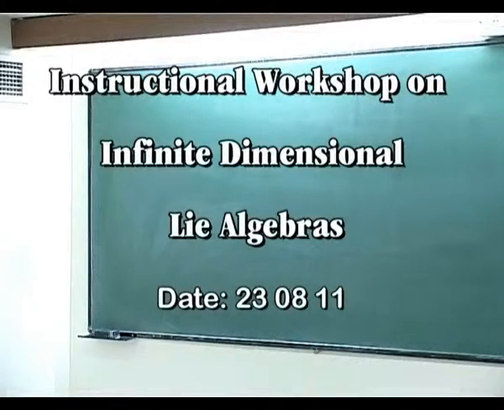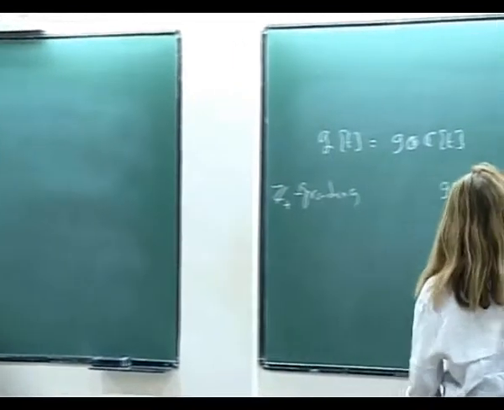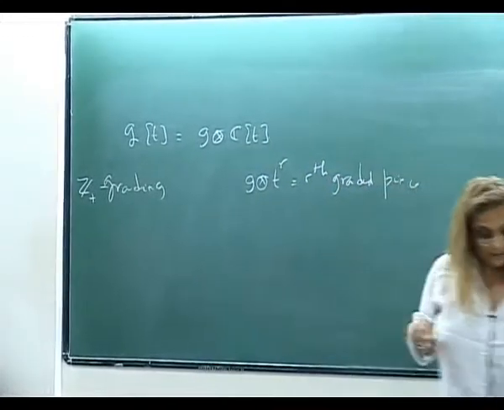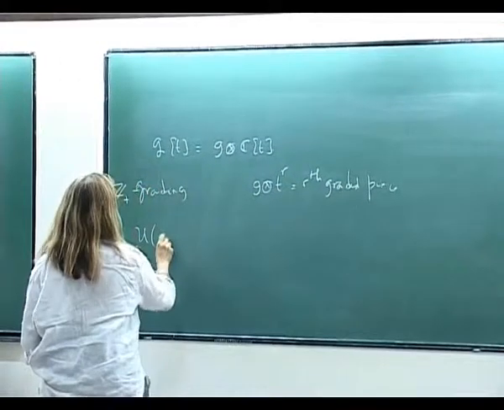Okay, so let me remind you where we stopped last time. So we had GT. This was our current algebra. And this has a Z plus grading. And the rth graded piece is G tensor T power R. Okay. And then we had our enveloping algebra, which had inherited this grading.